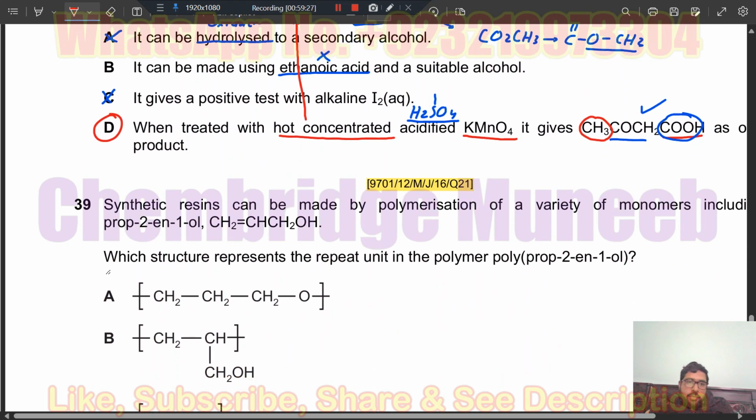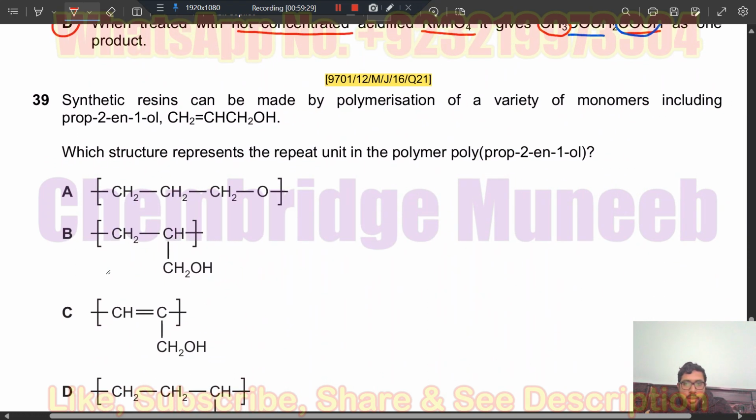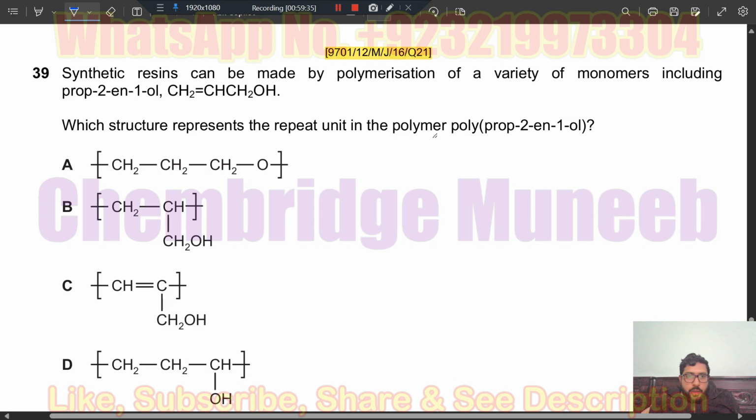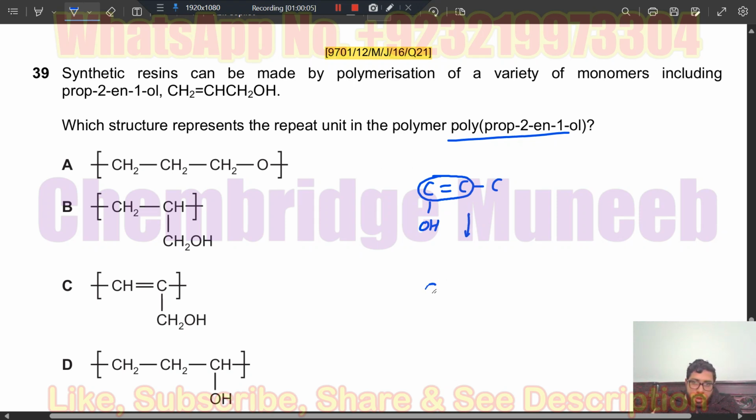Now question number 39. It is a repeated question. Synthetic resins can be made by this polymerization. So we have to check the repeating unit of this compound. It looks like this compound has an OH group over here. Now we know that polymerization can only be done by the addition across the carbon-carbon double bond. So only these two carbons should be involved in the formation of the polymer. So we can say that it is like this.